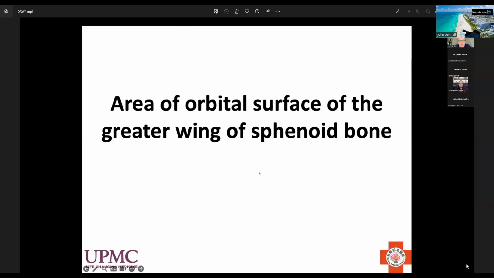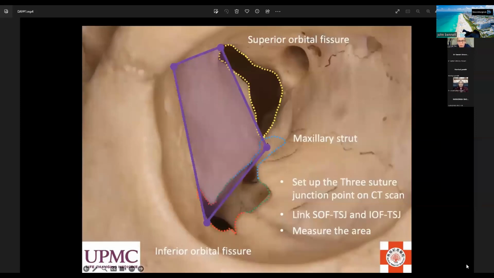And then we measure the area of the orbital surface of the greater wing of the sphenoid. So we set 4 points. The first one is at the maxillary strut. The second one is at the most superolateral part of the superior orbital fissure. The superolateral part of the area is related to the most superolateral part of the greater wing of the sphenoid. And the most inferolateral point is related to the most anterolateral point of the inferior orbital fissure. We set these 4 points and we calculate the area.